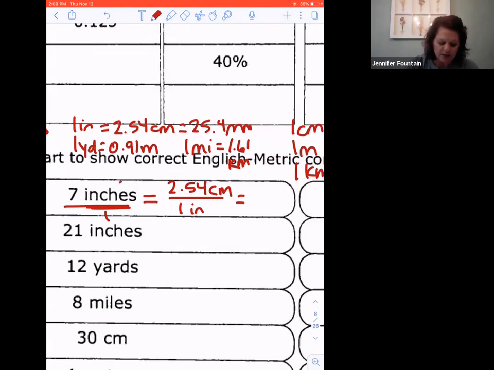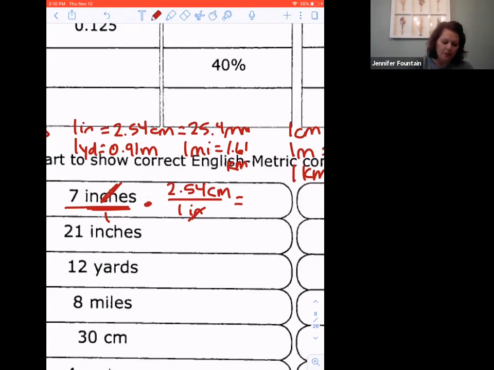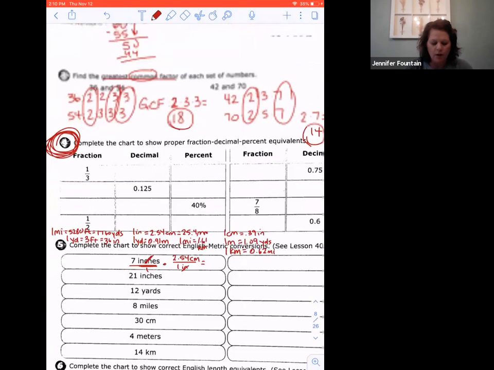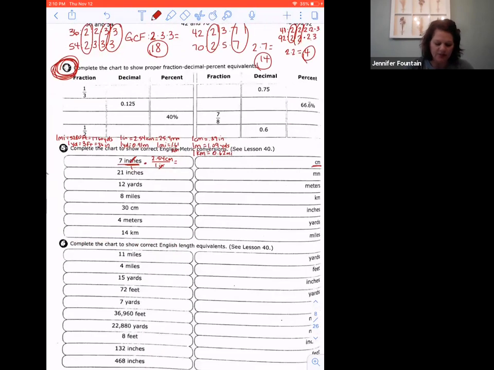So if I have inches in a numerator and inches in my denominator, my inches are going to cancel. I need to multiply because I'm converting. So I'm able to multiply 7 times 2.54. And you know what? Let's hold off on activities 5 and 6. I've got lesson 40 to go back to later. Let's do that later instead of trying to just jump to it right now. I'm going to do this at the end of our percent unit.